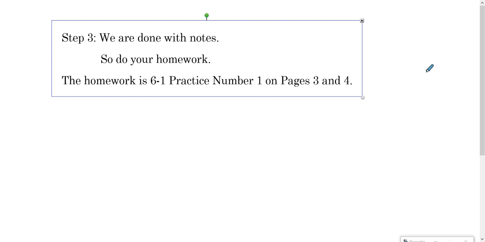All right, so we are now done with notes, right? So step 3, we're done with the notes. So do your homework. The homework is 6-1, practice number 1 on pages 3 and 4. Okay? So I think you can do this. You can do it, can't you? Well, if you're having trouble, I may put a video in Google Classroom of me working out that homework assignment for you. Okay? So if you want to follow along with me, that would be fine. I will try to make another video just for that.